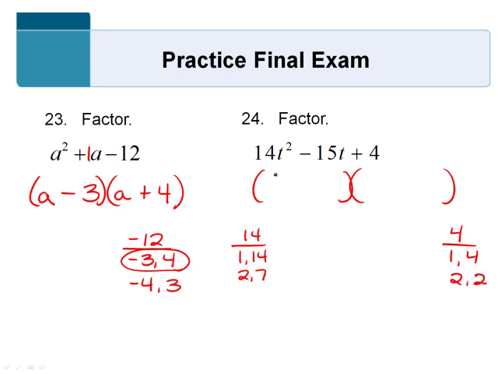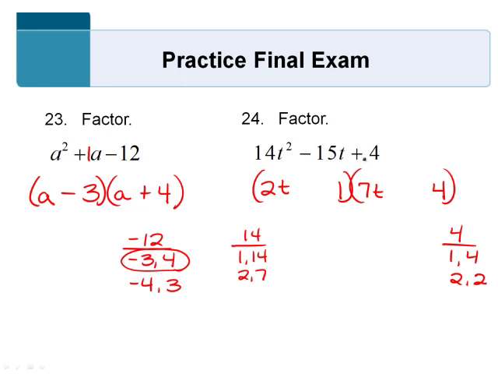So for 14, I want to try 2, and you have to put a t with it, 2t and 7t. That's what I want to try there. Now here's the problem. If I use the 2 and 2, I can't put the 2's in the same parentheses. That won't work. But if I use 1 and 4, that might work because they don't have any common factors within the parentheses.